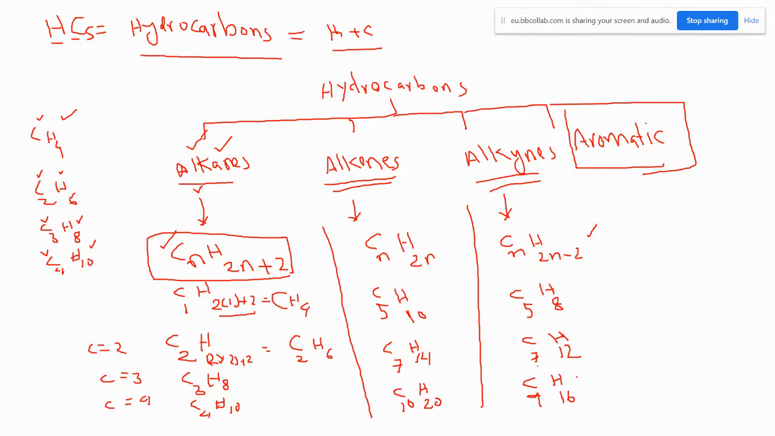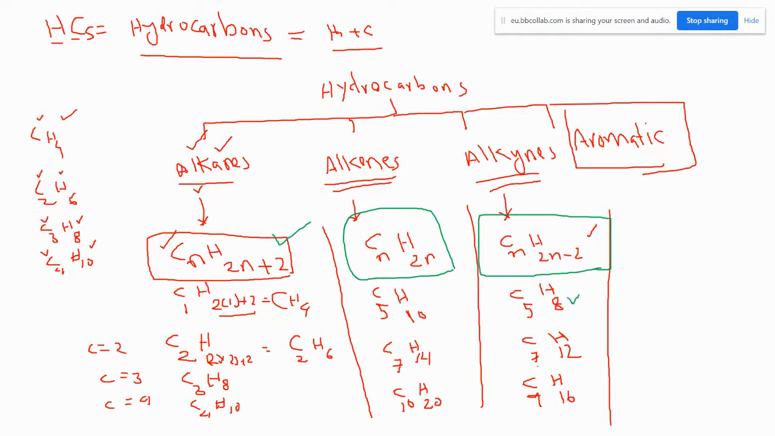Is it clear now? If the formula is given to you and you are asked whether it is alkane, alkene, or alkyne, you will use the general formula: it is like this for alkane, like this for alkene, and like this for alkyne. You can differentiate from the formula whether it is alkane, alkene, or alkyne. Correct? Any questions?